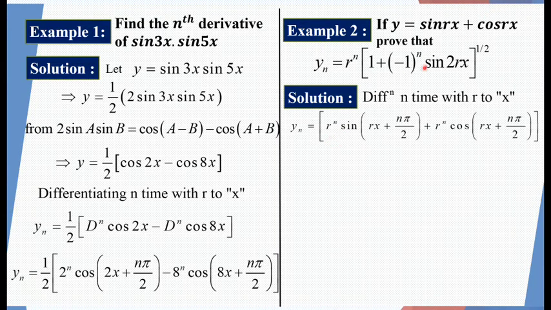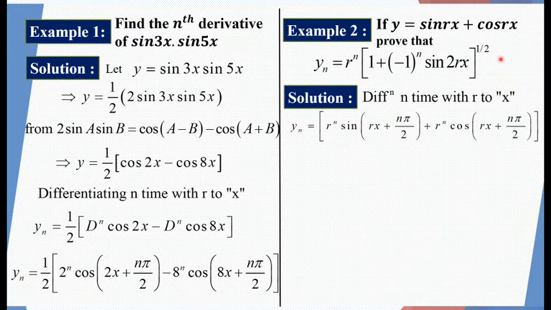So the nth derivative, a is equal to r, so r raised to power n sin(rx + n pi by 2) plus, it also contains r, so r raised to power n cos(rx + n pi by 2). Now see, this r raised to power n can be taken as common, but this is not in the form which we have to prove. So how to solve it?